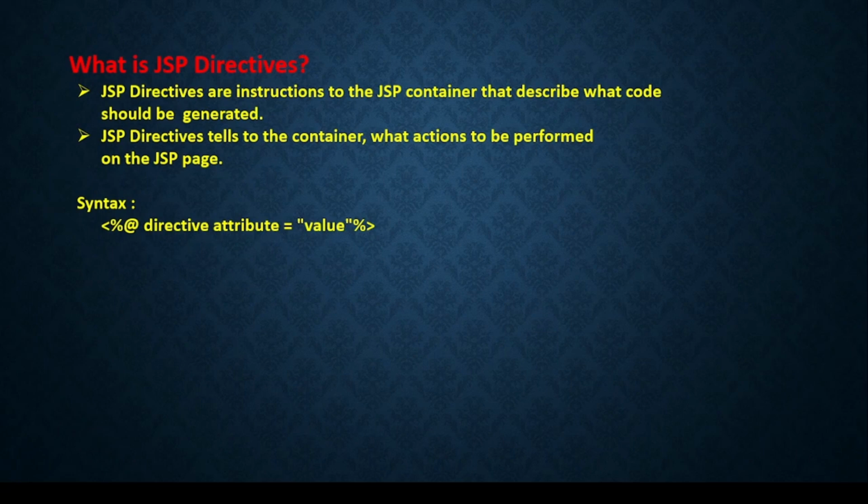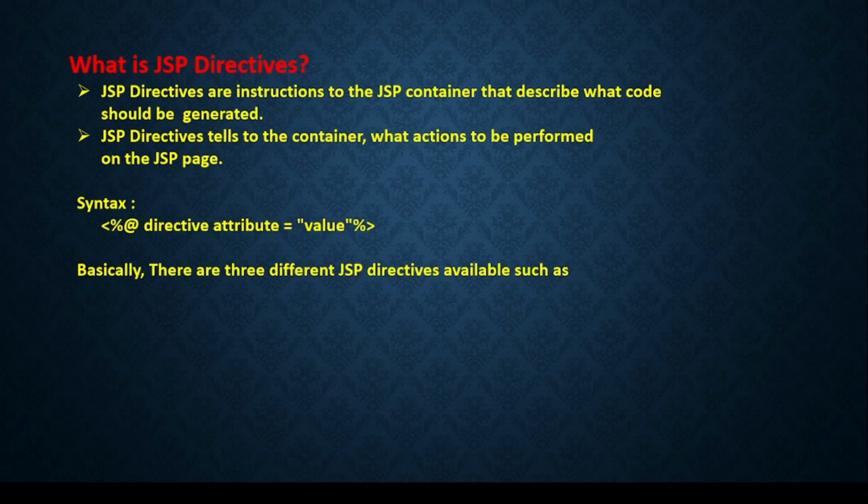There are two things: the directive and the attribute. The directive is what kind of directive, and the attribute is what attribute we are going to provide. For example, we may want to import, or we may want to set the content type, so that kind of attribute we are going to provide, and the corresponding value. If you are importing a package, we provide the package. If you are setting the content type, we provide what kind of content we are going to set. This is the syntax of the JSP directives.